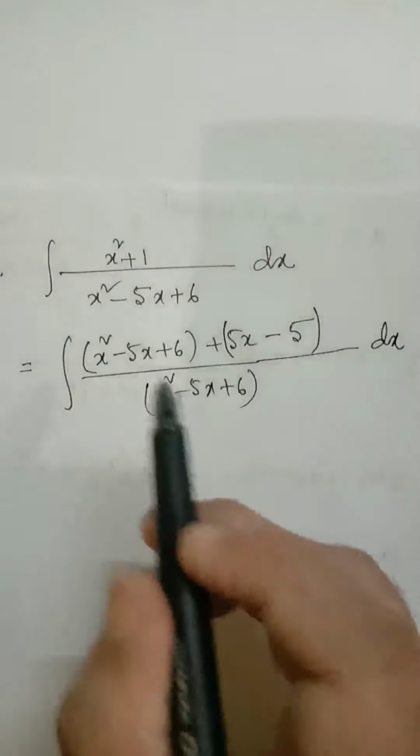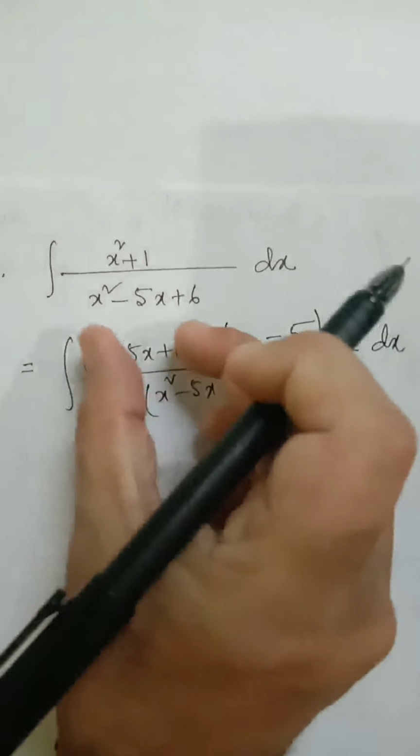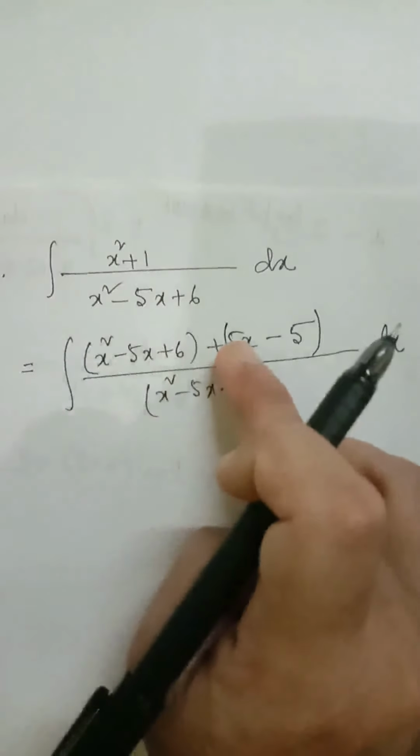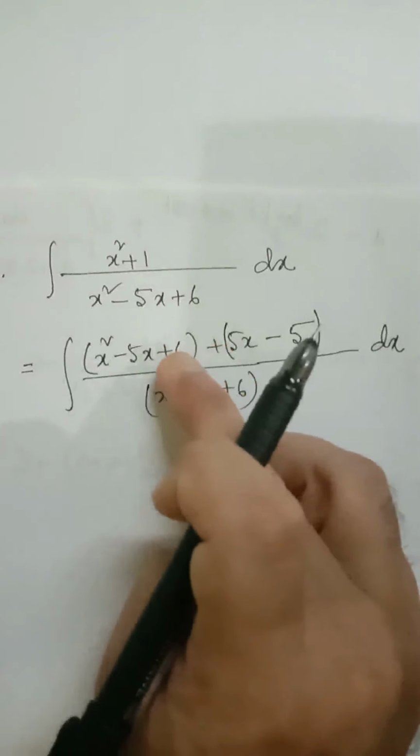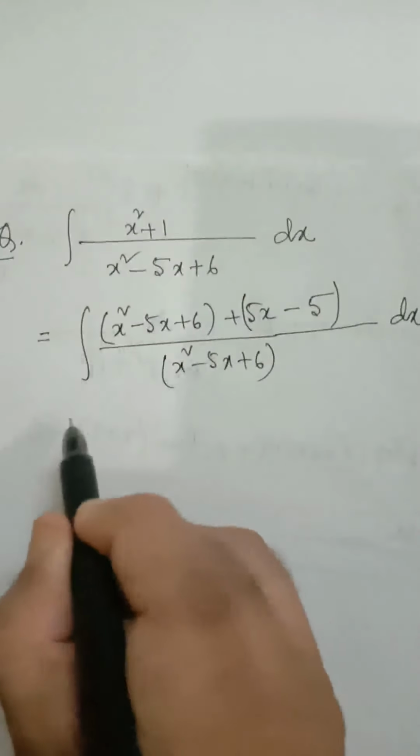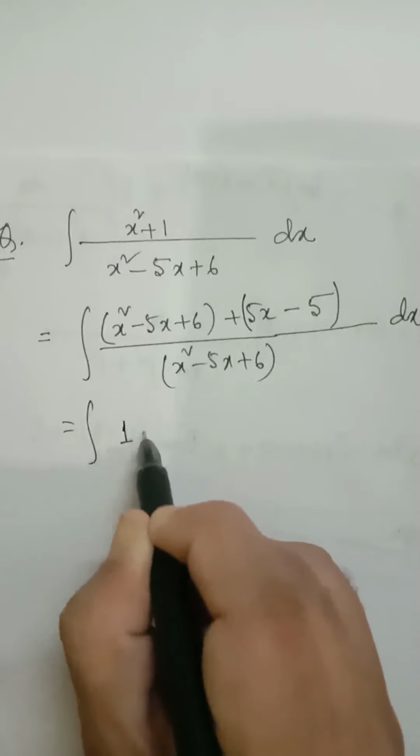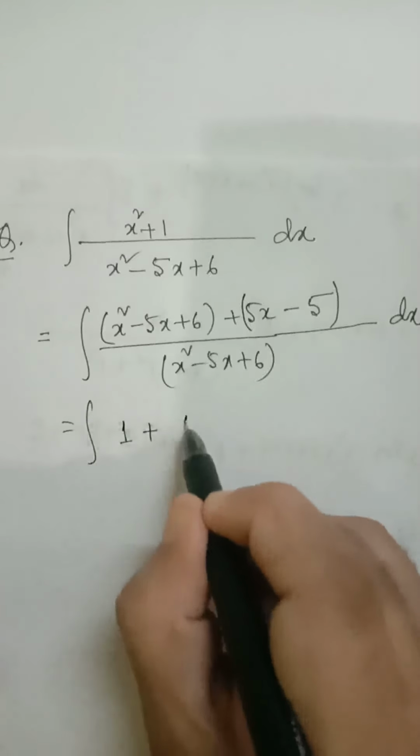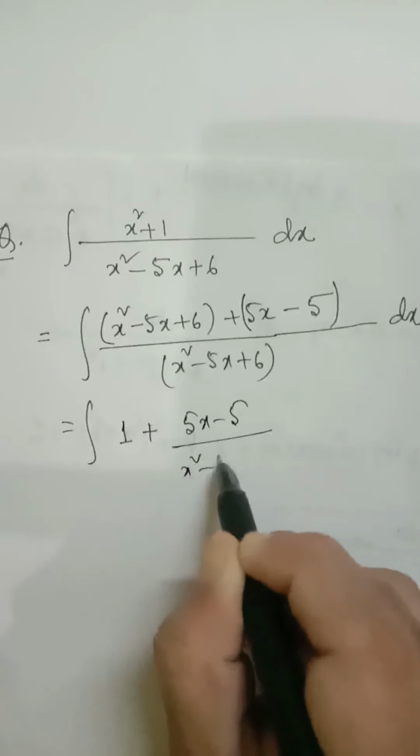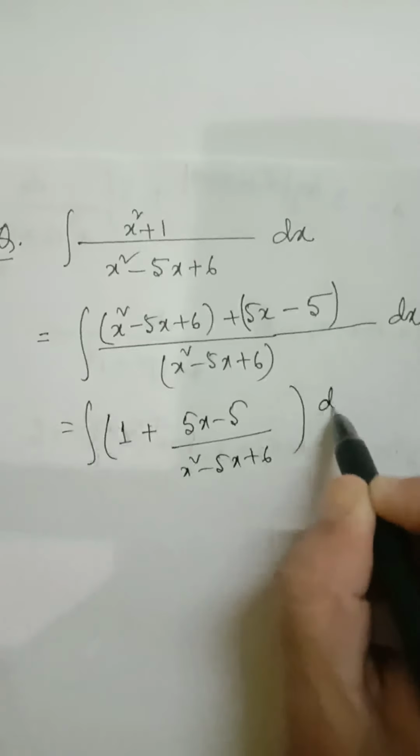You can easily check, this is equal to x square plus 1. First I have written this here in numerator, and then I have adjusted. I have written minus 5x, to adjust I have to write plus 5x. I have written plus 6, to get plus 1 or to subtract minus 5, etc. Next, this by this, which is 1 plus 5x minus 5 divided by x square minus 5x plus 6 dx.